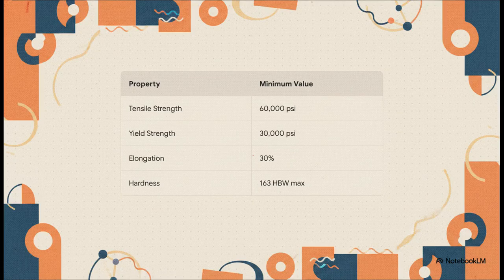And that specific heat treatment translates into some rock-solid guarantees. You're looking at a minimum tensile strength of 60,000 psi and a yield strength of 30,000 psi. Plus, the hardness is strictly capped at a maximum of 163 Brinell. That cap is super important because it ensures the tube stays tough enough so it won't just crack or fail after years of heavy service loads.